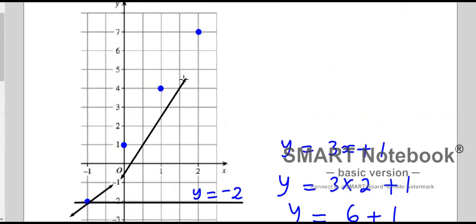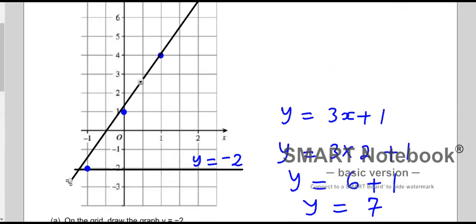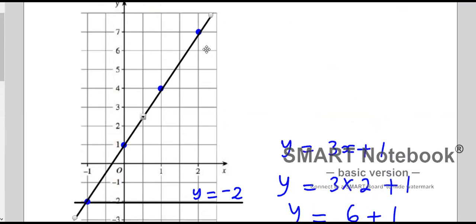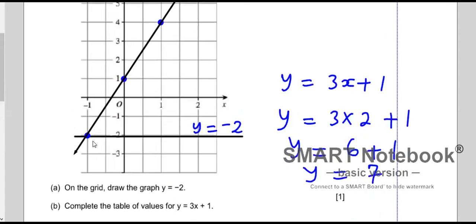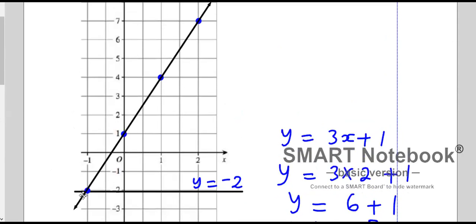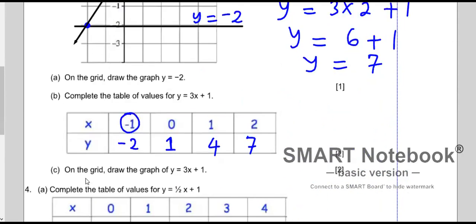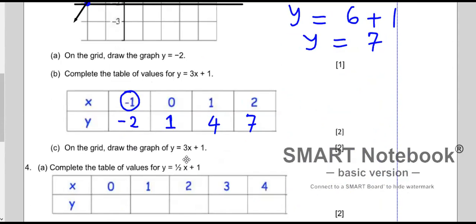So you draw that way. You connect all these points using a straight line, like that. You draw a line passing through the points which you have plotted over there. And then you remember to label that this line you see here is what we call the graph of y equals 3x plus 1.